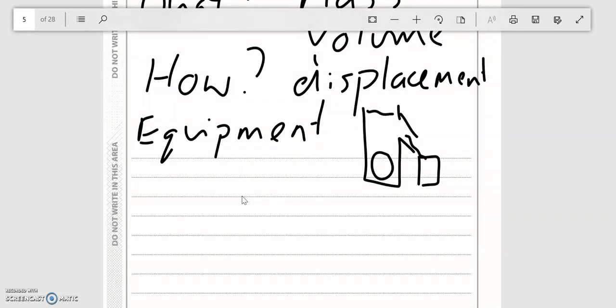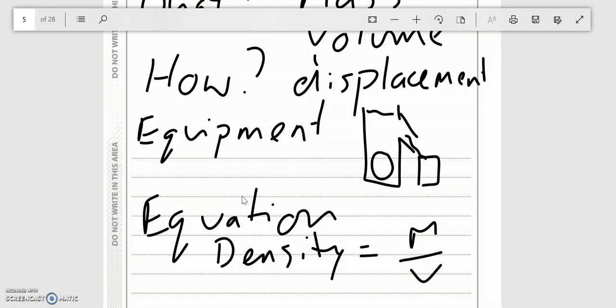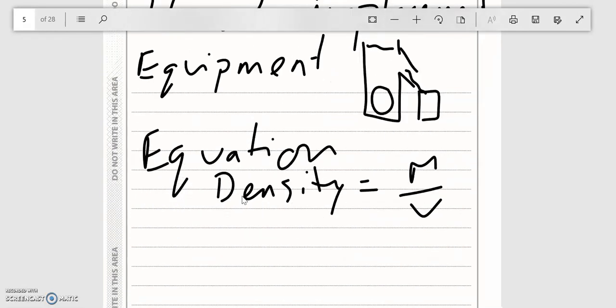Then, with these kinds of questions, if there's an equation or formula to do with the method, you should mention it. For this one, it is density equals mass divided by volume. And then always, for any experiment, mention repeats and averages.